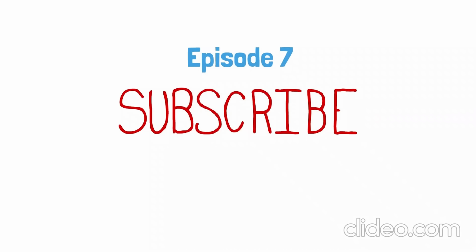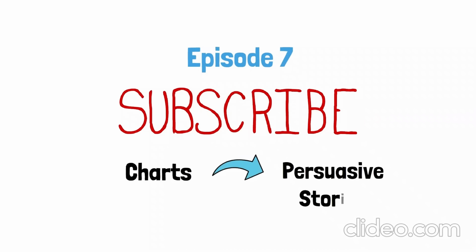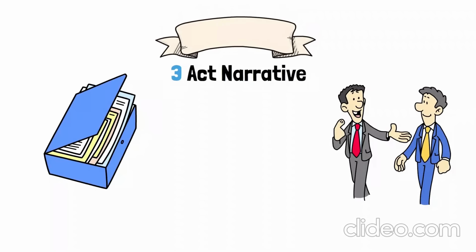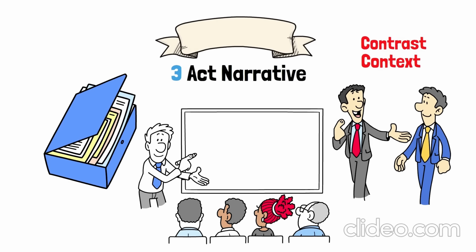Episode 7 will show how to turn charts into persuasive stories. Facts inform, stories persuade. We'll craft a 3-act narrative, write headline-first slides, and use contrast and context so your audience knows exactly what to do next.